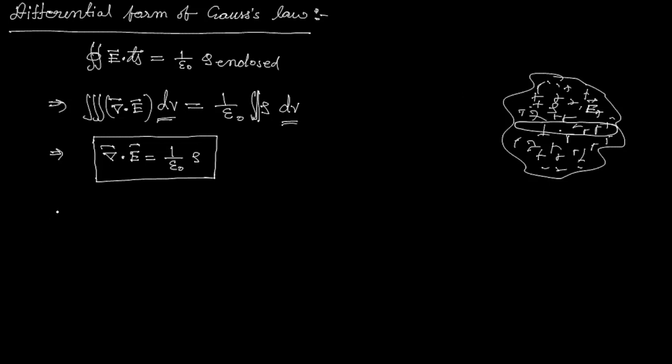And then if we want to calculate the charge density rho, how can we calculate it? Just multiply epsilon naught on the left side, then what we'll get?